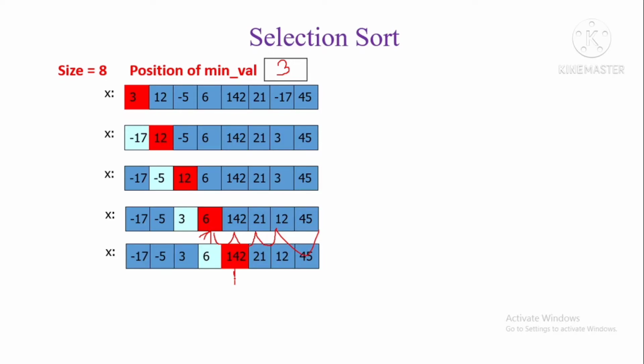Now, we will concentrate upon this particular position, that is, okay, 0, 1, 2, 3 and 4. Fourth position. 142 will be compared with 21. Okay, 21 is the minimal element. So, simply you have to make the change. Okay, instead of 4, I will be storing the position 5, and this particular fifth position will be compared with the next one. 12 is the minimal element. So, again I have to make a change.